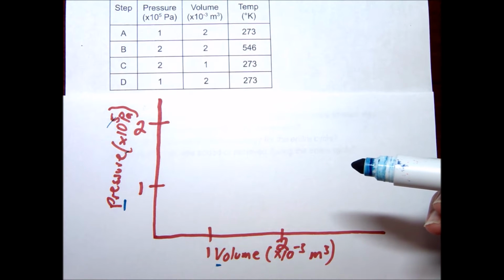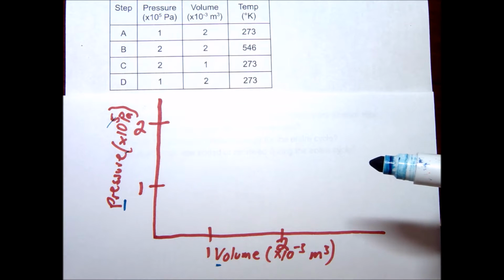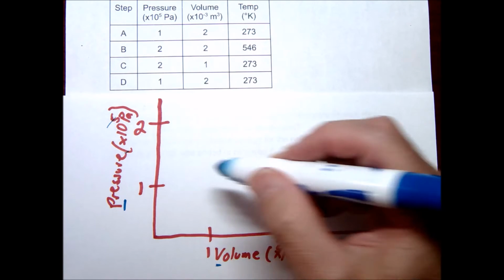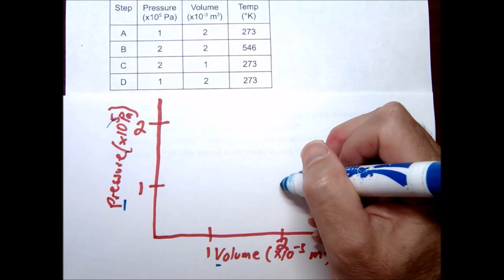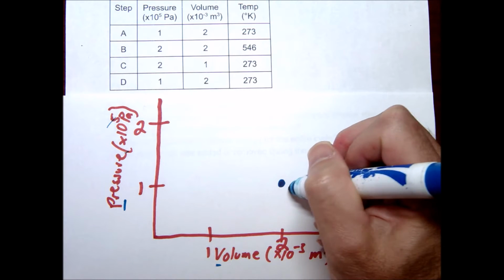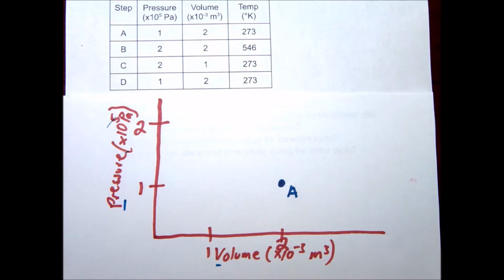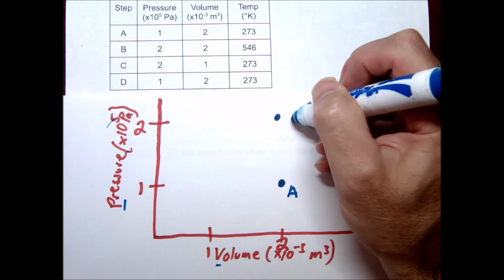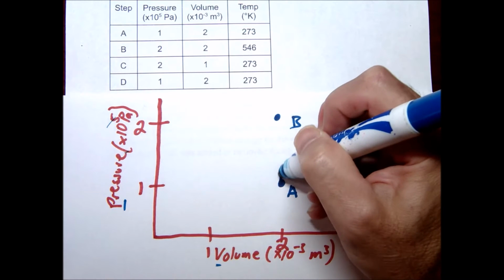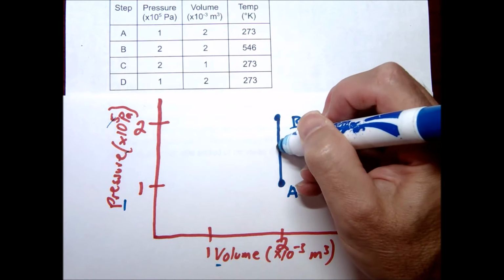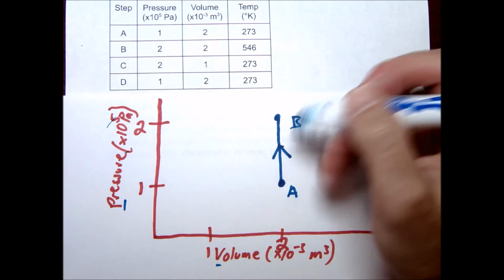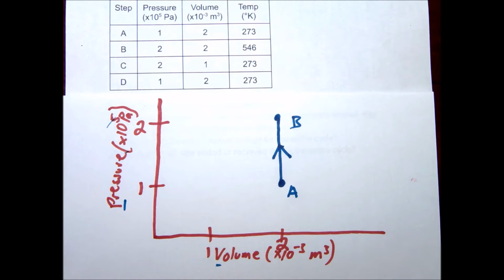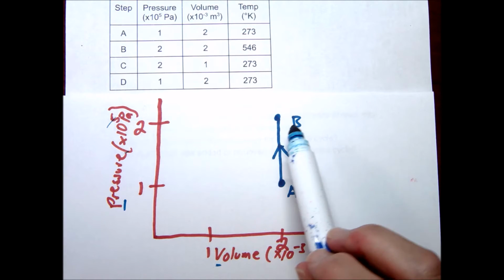Process A was 1 pressure and 2 volume. So 1 pressure and 2 volume is going to be right here. Let's label that as part A. Step B was 2 and 2. It's going to be up here, part B. Okay, we can go ahead and connect this. One thing you do want to do is make sure you draw the arrow. The direction is important. So we're going from A to B.